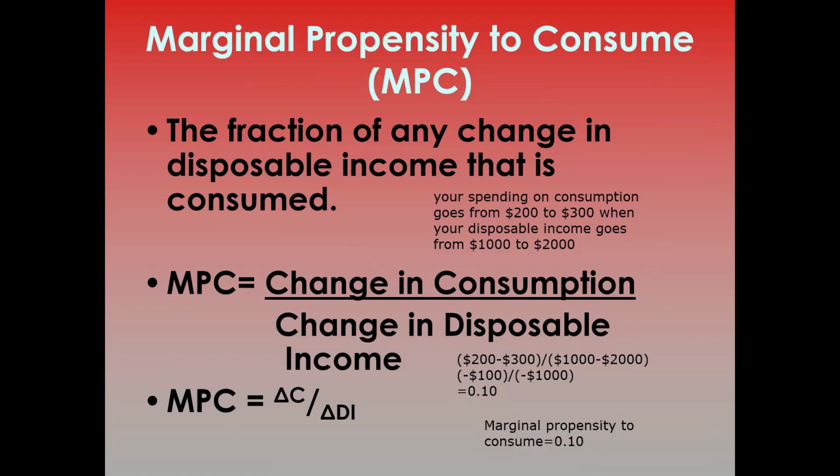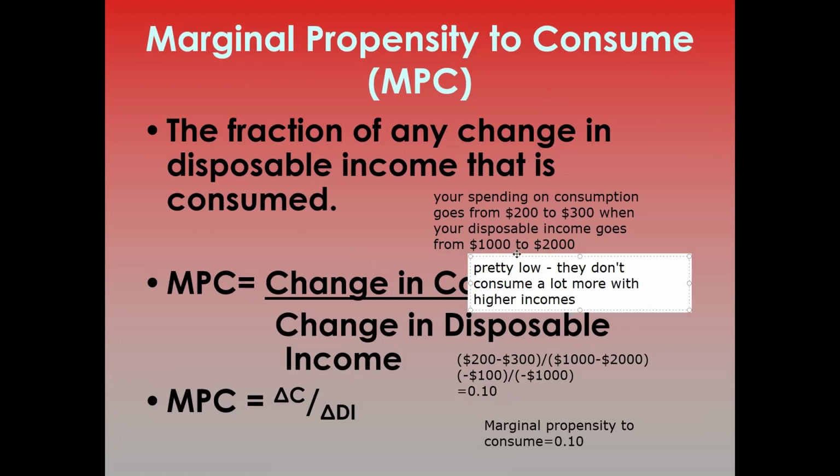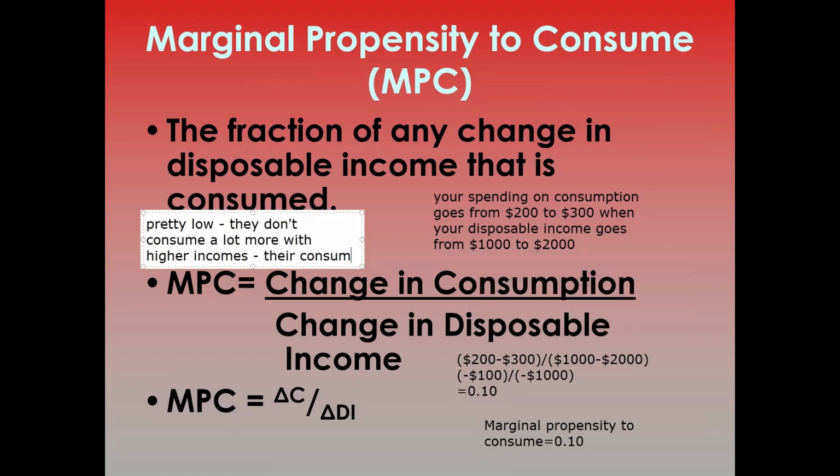So that is pretty low. They don't consume that much. They don't consume a lot more with higher incomes. Their consumption stays pretty low regardless of income. That's really what the MPC shows us here.